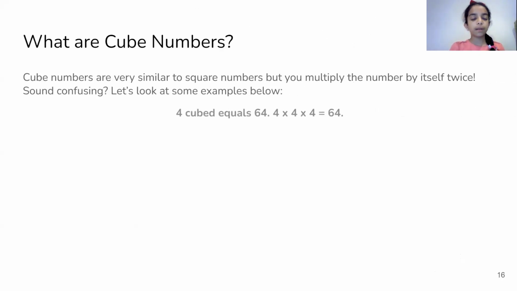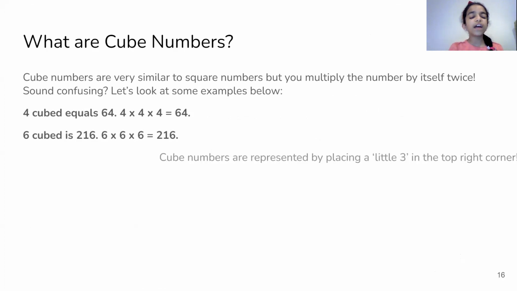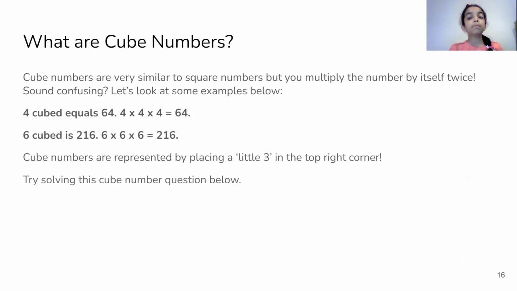Okay, so what are cube numbers? Cube numbers are very, very similar to square numbers, but you multiply the number by itself twice. Sound confusing? So let's look at some examples. So 4 cubed equals 64. 4 times 4 times 4 equals 64. You're multiplying 3 4s together.